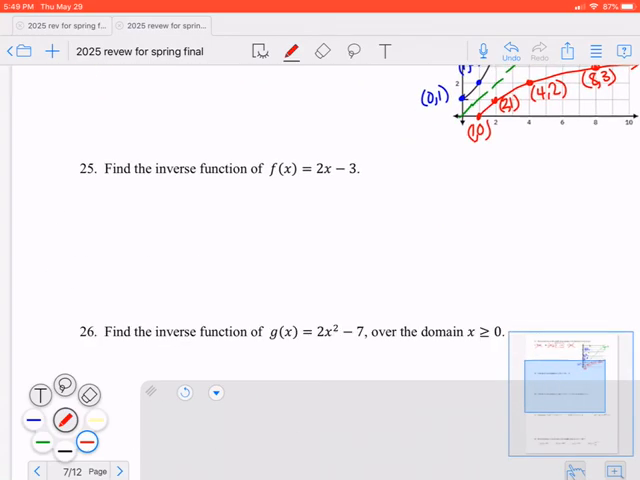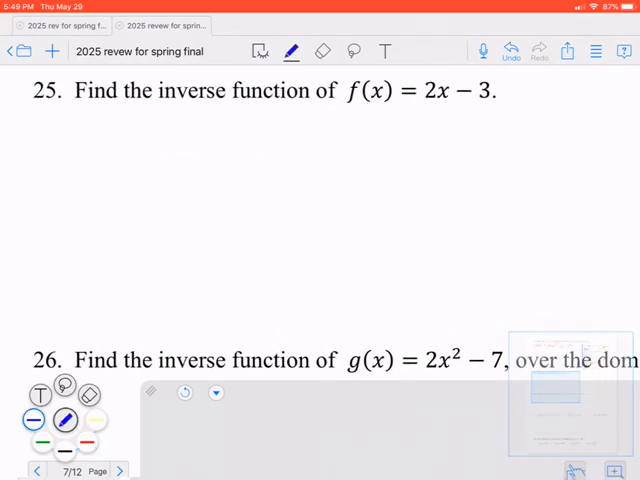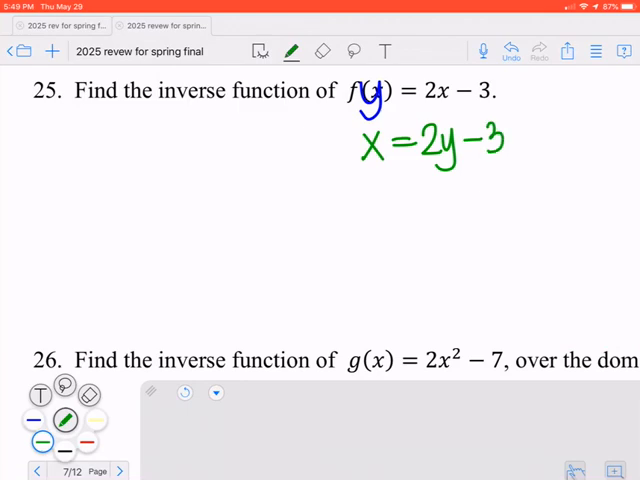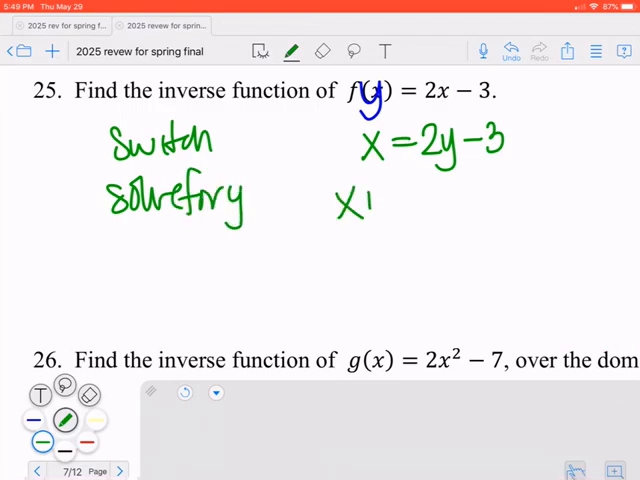Find the inverse of the function. The f of x is the y, so we switch the x's and the y's. So the y becomes an x, and the x becomes a y. And then you solve for y. So to solve this for y, I'm going to add 3 to both sides. And now we're going to divide both sides by 2.